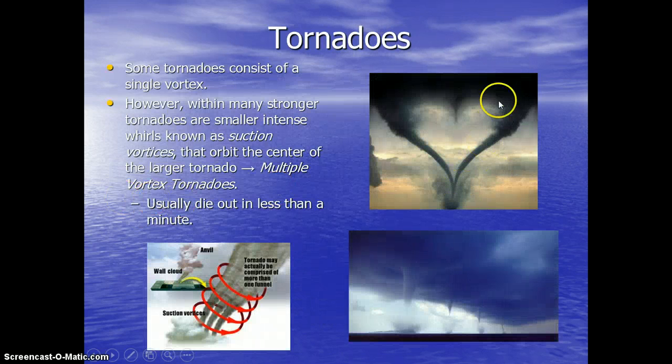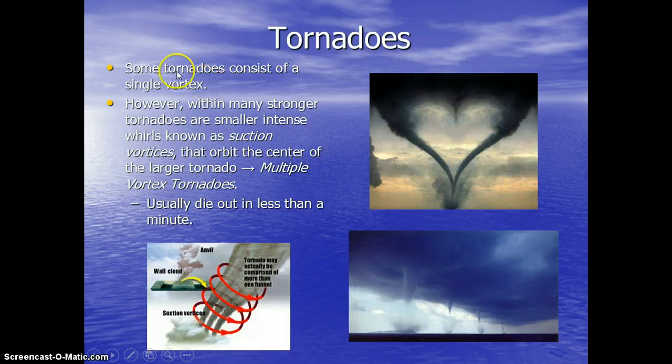All right, here's one that looks like a heart. I thought this was cool. I'm not sure if this is a factual picture or not. It looks like it might be Photoshop, but this could be real. So, multiple vortices. Here's another one of multiple vortices. This is a lot of tornadoes in one storm.